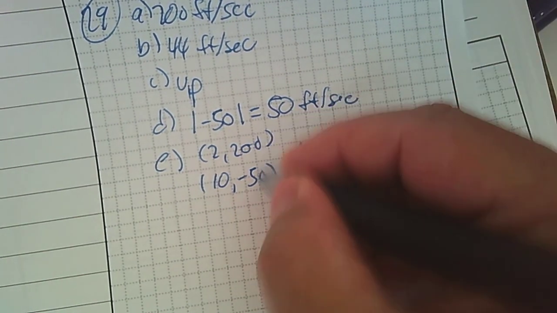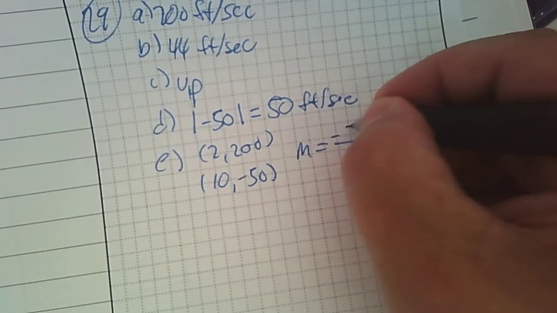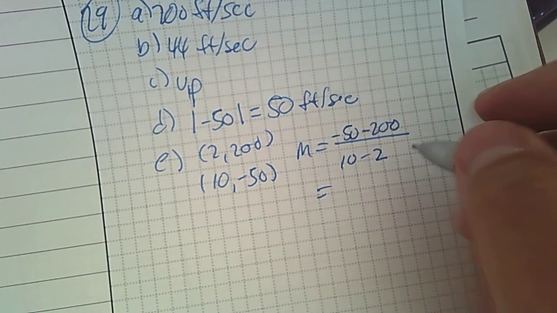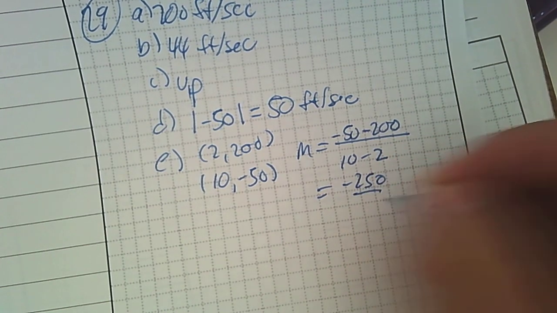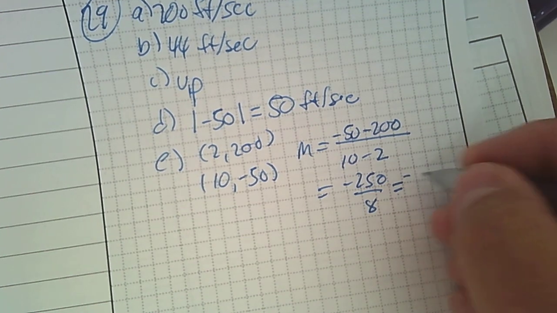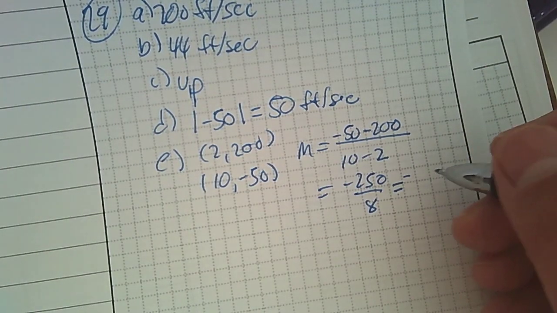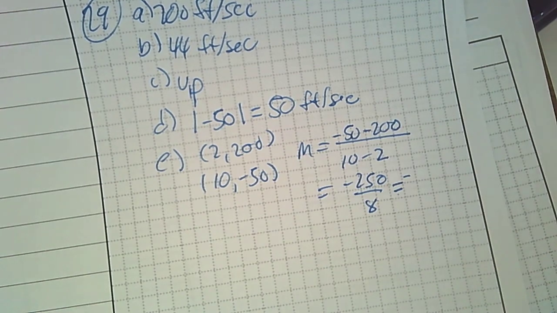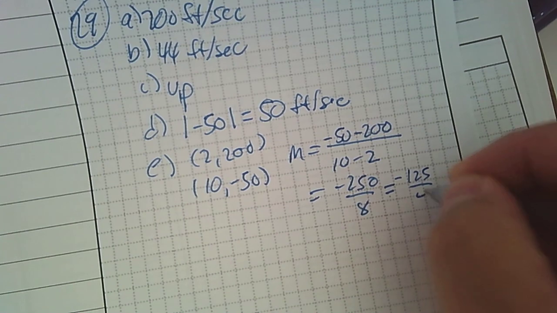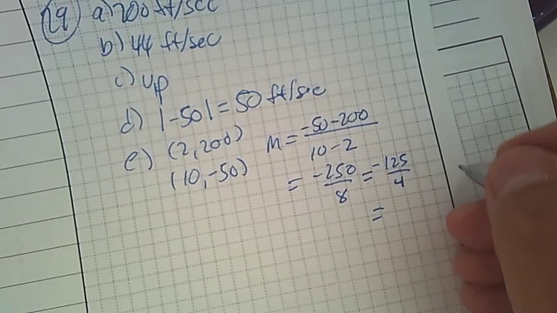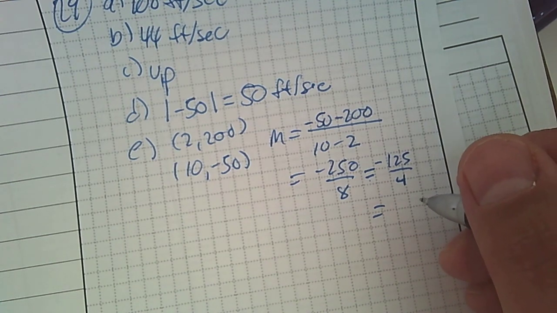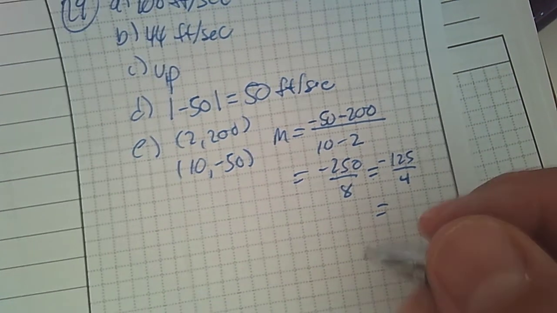Next, I'm going to find the slope between these points. So the change in y over the change in x. So -50 subtract 200, 10 take away 2. I'm going to simplify it. So it's -250 divided by 8. So what is that? -125 divided by 4. I don't think anything goes into it like that. But anyway, there's the slope.